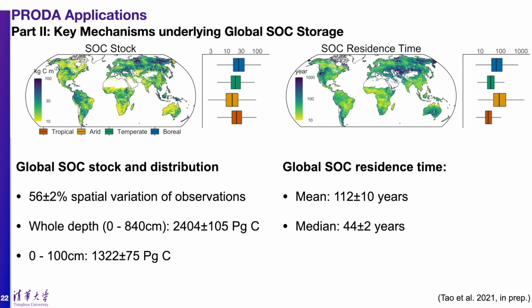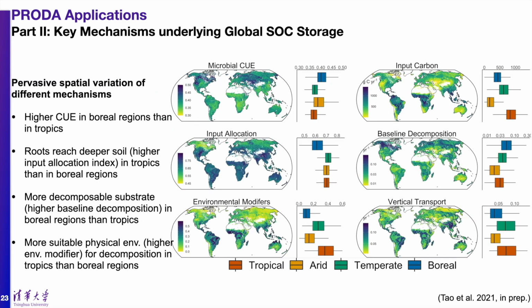For the whole soil profile, the global soil organic carbon stock is about 2,400 petagram carbon. For the first meter of soil, the number is about 1,300 petagram carbon. Apart from that, from the right panel, we can also get the global distributions of residence time of soil organic carbon. More than the residence time, the product approach can help us get specific ecosystem-level mechanisms underlying global soil organic carbon storage.